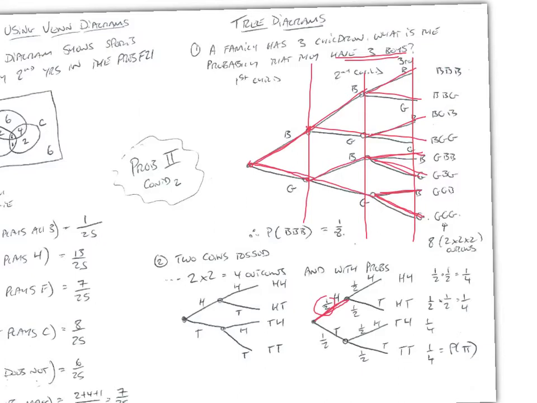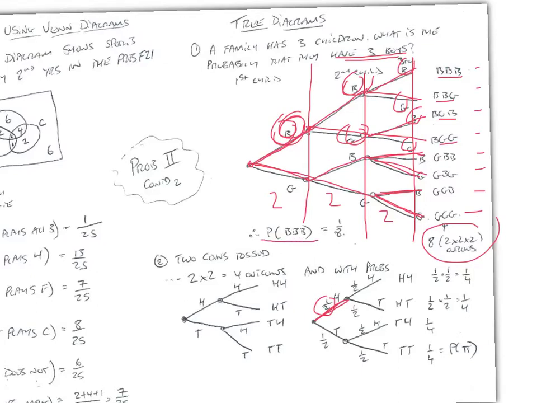So they could have 3 boys, or they could have 2 boys and a girl. They could have a boy, a girl, and then a boy. Or they could have a boy, a girl, and so on. And there's 2 by 2 by 2, 8 possible outcomes. So the probability that they have 3 boys is 1 in 8.